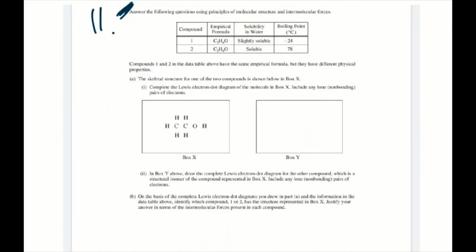Now this one is a free response question, so we have to answer the questions using principles of molecular structure and IMFs.